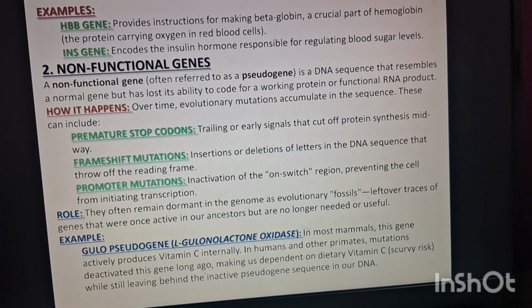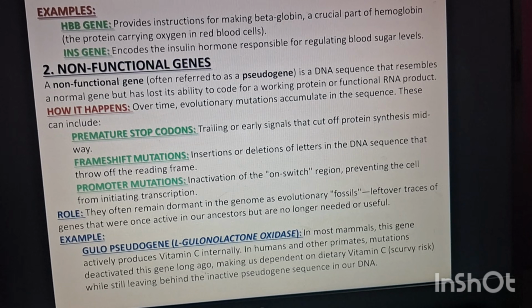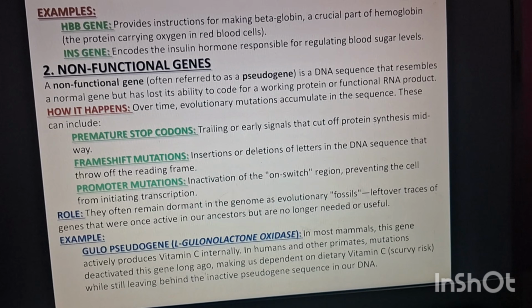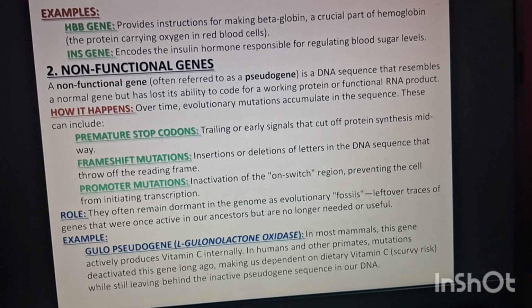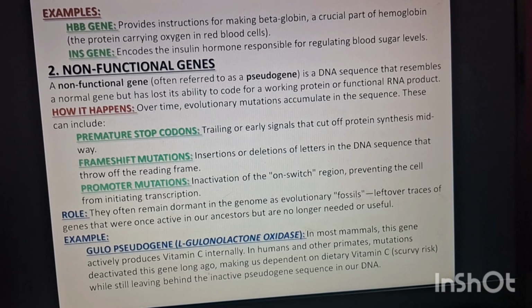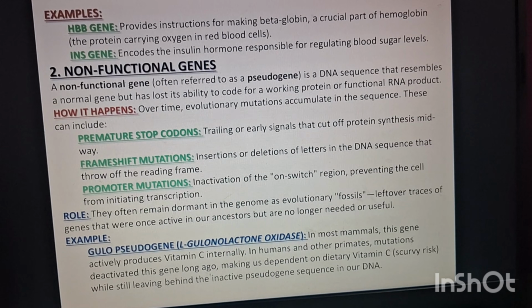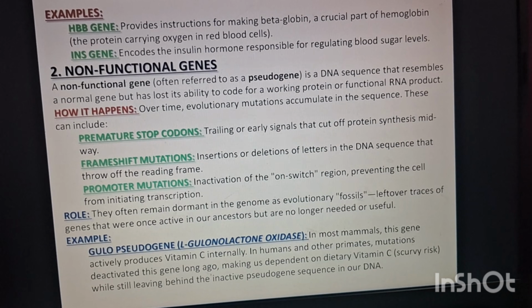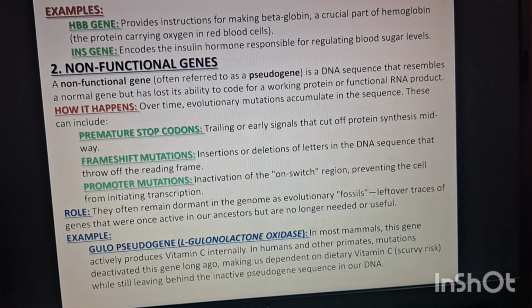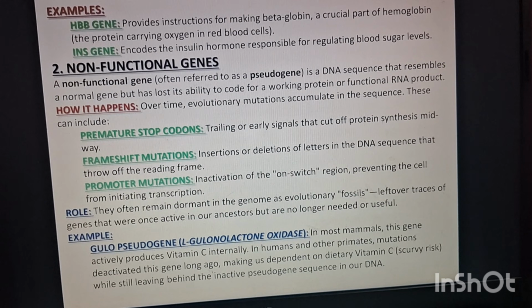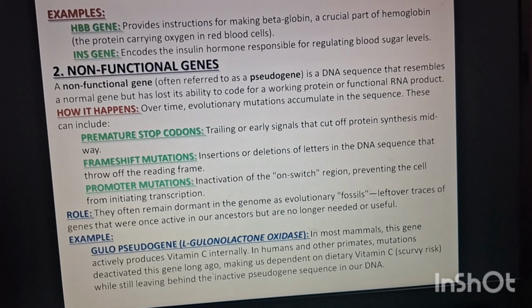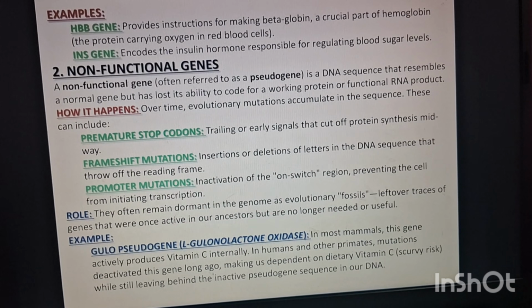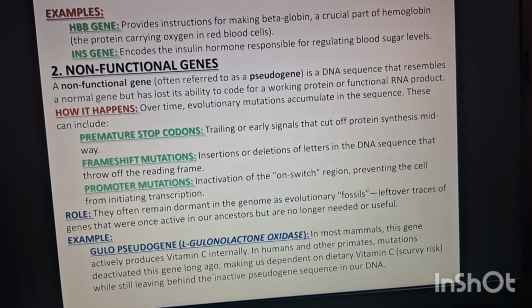the GULOP pseudogene, or L-gulonolactone oxidase. In most mammals, this gene actively produces vitamin C internally. In humans and other primates, mutations deactivated this gene long ago, making us dependent on dietary vitamin C, that is, a scurvy risk, while still leaving behind the inactive pseudogene sequence in our DNA. Now the topic has ended.